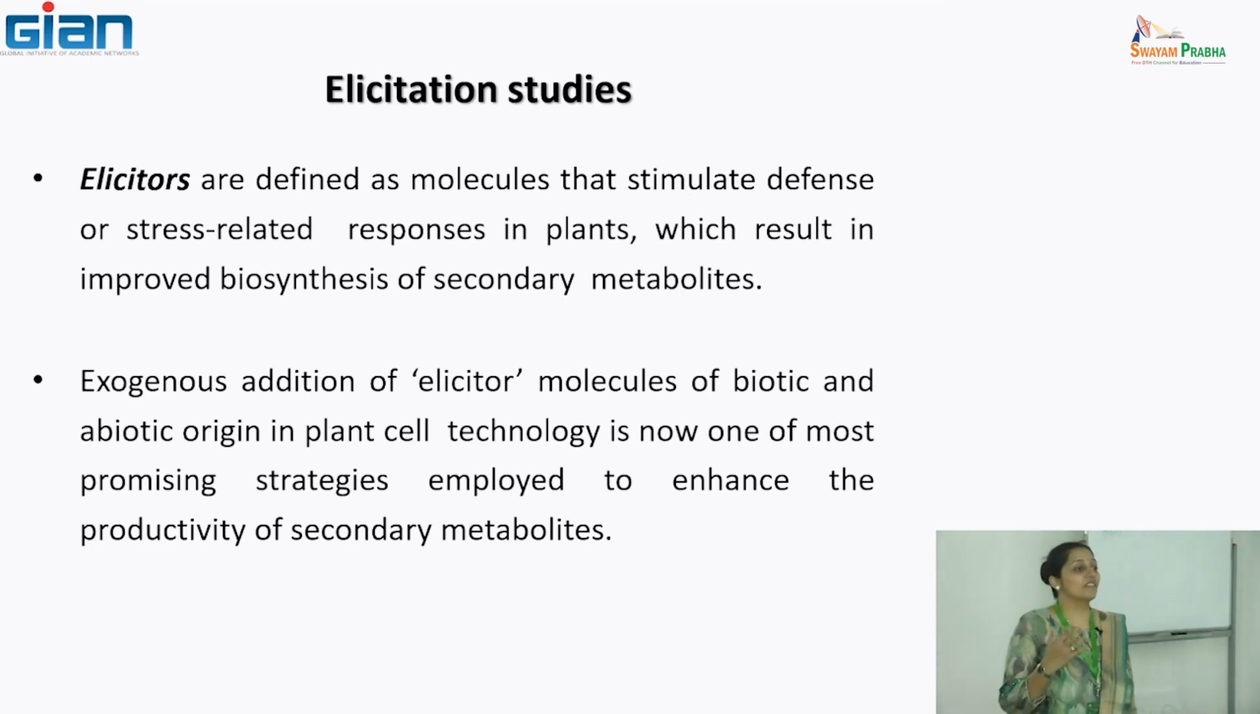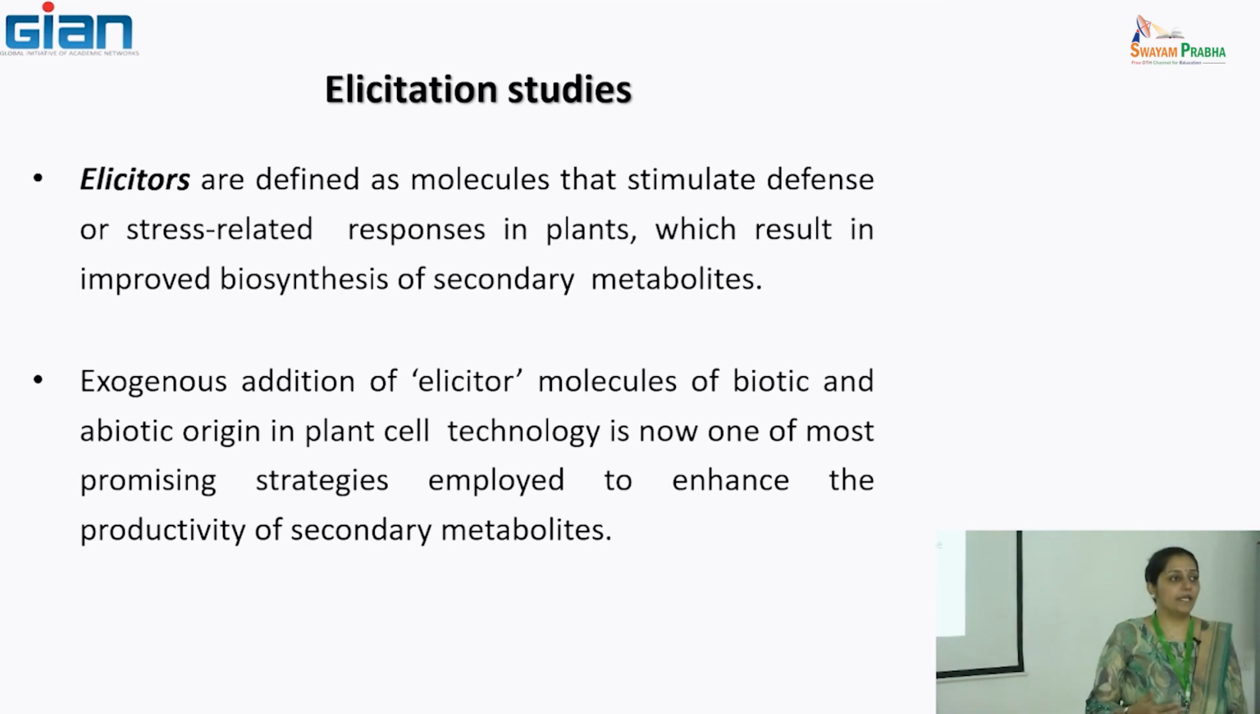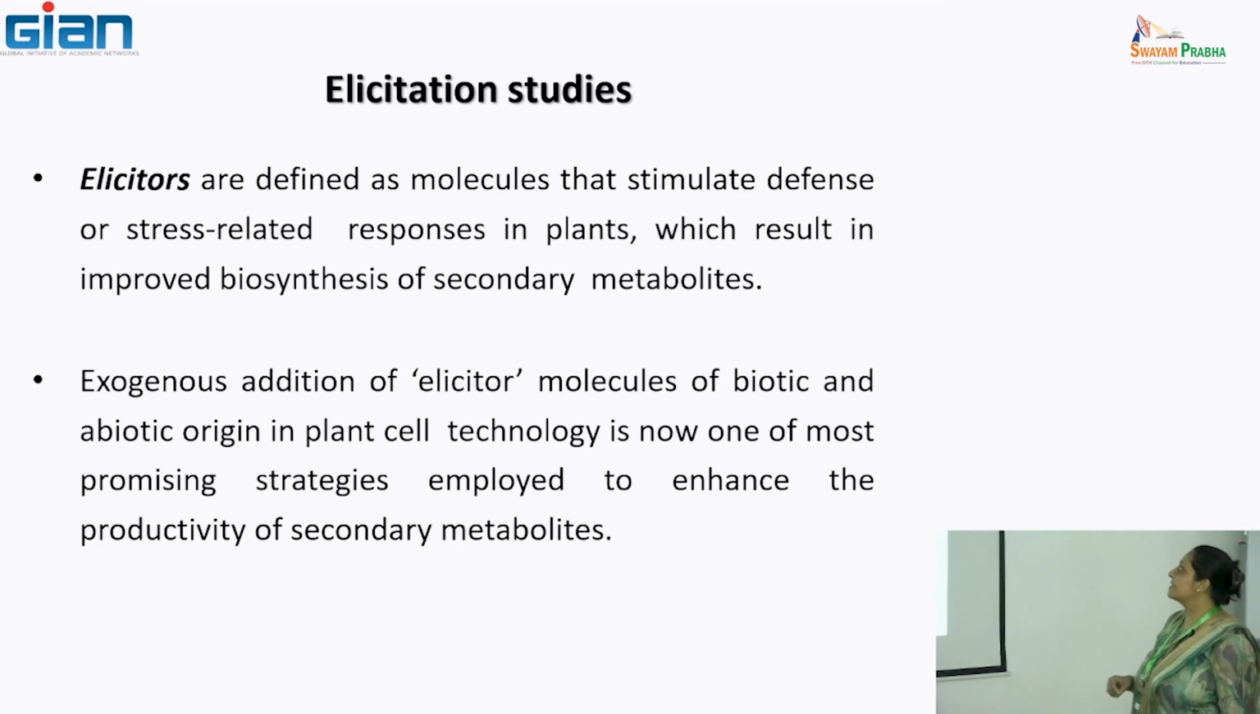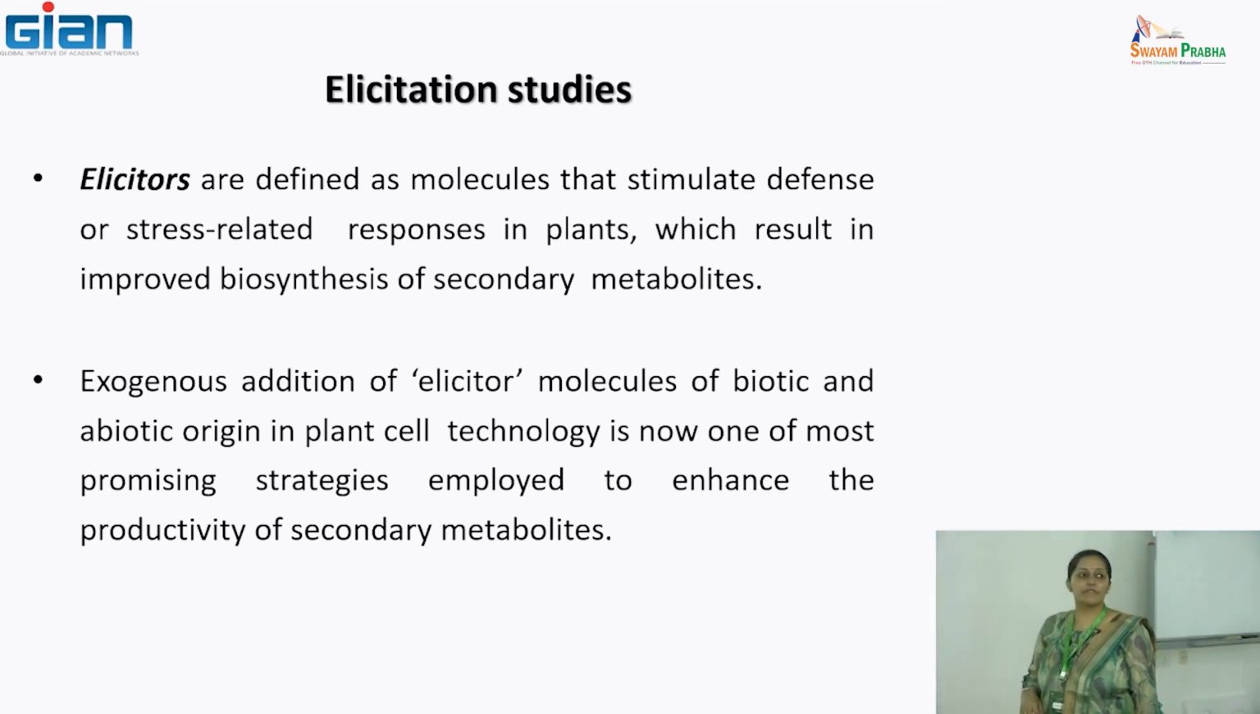Coming to the most promising strategies until date, which can lead to maximum yield enhancements in plant cells, which is elicitors. As I was mentioning, elicitors are defined as molecules which generally stimulate defense or stress related responses in plants, which results in improved biosynthesis. So, from where are you going to get the cues? Again, what I was telling in my first lecture, you take the cues from nature. Why was this molecule produced in the plant? What is causing this molecule to be produced in the plant?